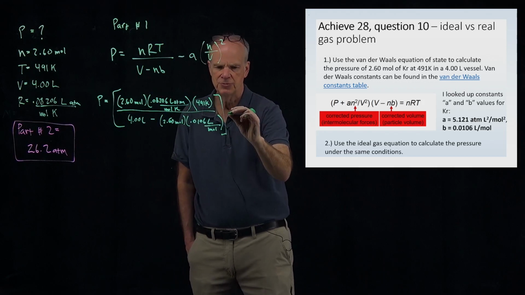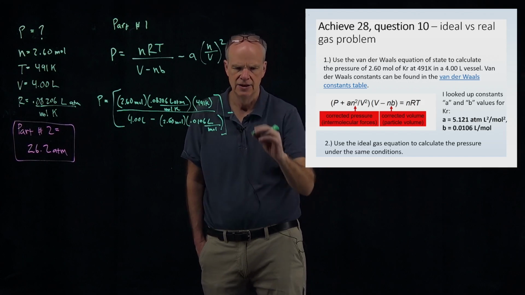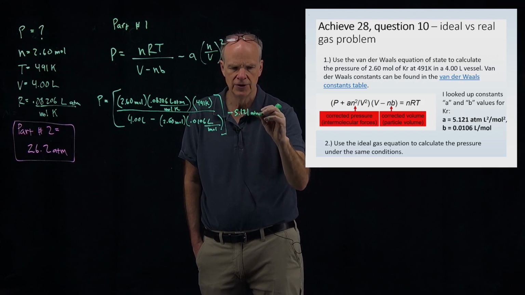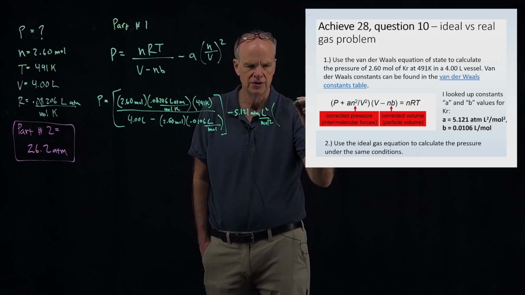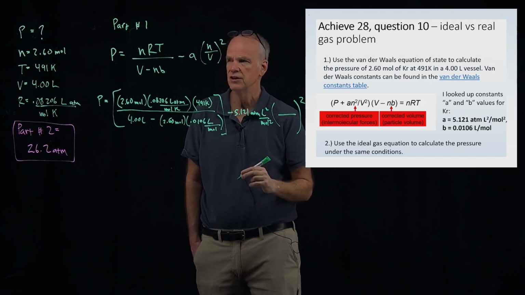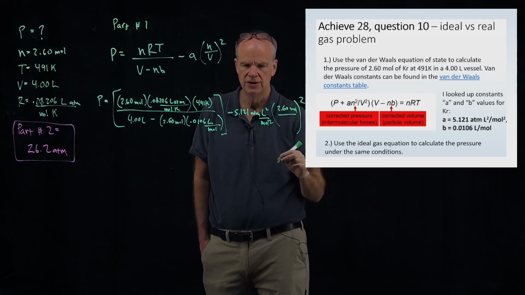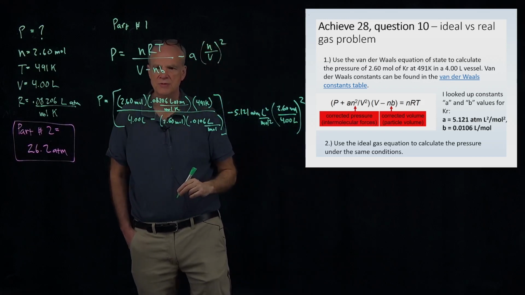Then we can't forget to subtract that next term, which is a times (n over V) squared. So a is 5.121 atmosphere liters squared over mole squared, and then we need to multiply this by this number here, which is squared. And so here n is 2.60 mole, and then here V is 4.00 liters. Okay. So let me go ahead and do the math.